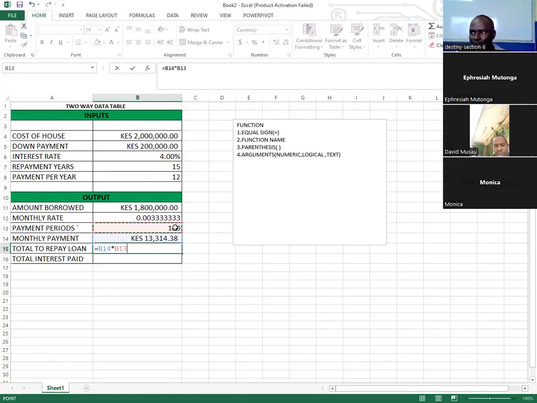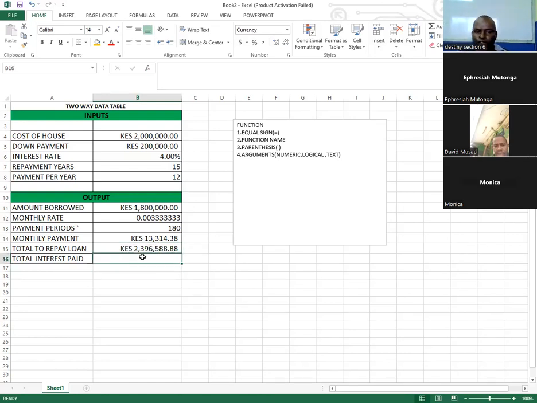By the number of the months. So it means that at the end of payment, you'd have paid a total of 2,396,588.88. That will be the total loan you would have paid. That is the total loan you would have paid.